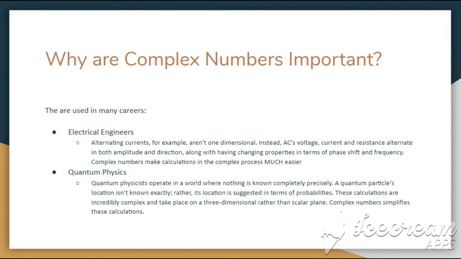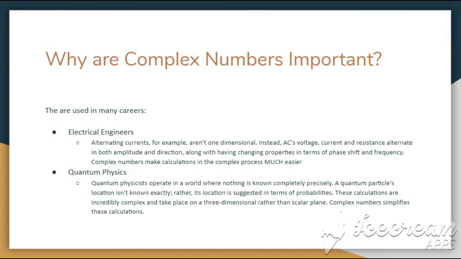First, electrical engineers, when they're trying to understand currents and how electricity flows, it's not one-dimensional. There are many factors that go into it, like I described here: current, resistance, amplitude, direction, phase shift and frequency. All these different factors have to be considered in order to understand how electricity will flow and different aspects of electrical engineering. So complex numbers make these processes much easier by giving us another dimension to work with, and limiting the amount of numbers that we have to work with.